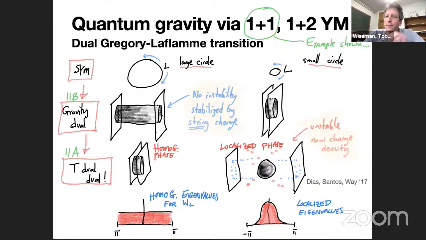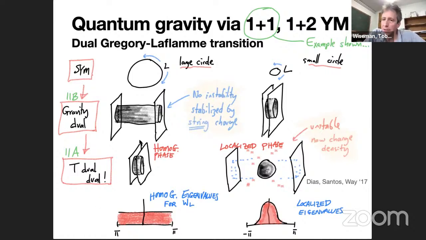However, because it's on a circle, you can T-dualize, and when you T-dualize this solution, it becomes a solution in 2A with exactly the same thermodynamics. It's just that trivially related. But now the important difference is that what was a winding D1 charge becomes a smeared D0 charge. But this is a new type of charge that can redistribute on the circle. And that can allow for an instability where the black hole wants to redistribute its position on the circle.